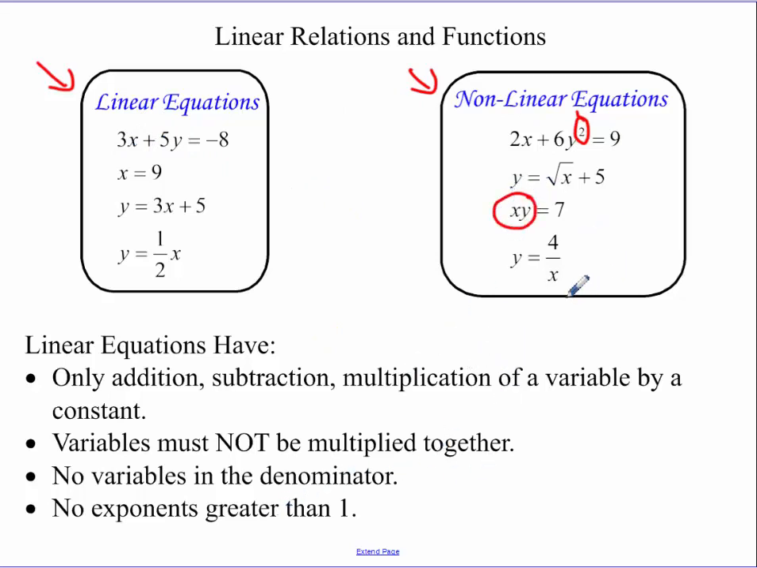No variables in the denominator. There, I have a variable in the denominator. And then no exponents greater than 1. Exponent greater than 1. Technically, that's a square root. It's a fractional exponent, so that would not get me a linear. Notice how all of these are linear.